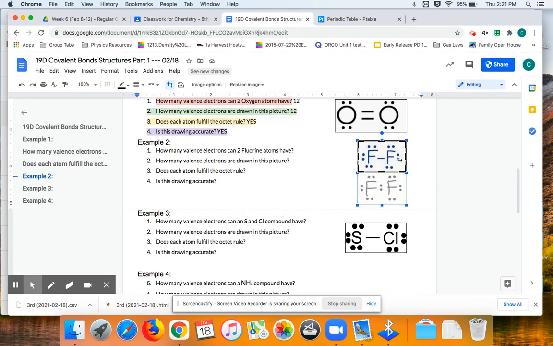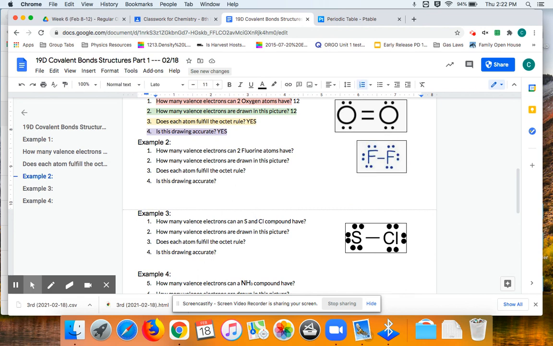Does the atom fulfill the octet rule? You'll look at the atom on the left. 1, 2, 3, 4, 5, 6, 7, 8. Yes, that is happy. And then we shift and look at the atom on the right. 1, 2, 3, 4, 5, 6, 7, 8. And again, you share the single bond. Those electrons go to both sides. Anything that it's touching, they go to, and you count them in that. So does it fulfill the octet rule? Yes. Is this drawing accurate? Yes, because my answers to 1 and 2 were the same. They were both 14, and it fulfills the octet rule.